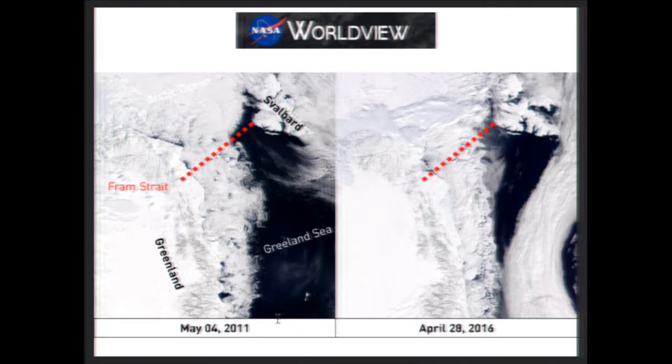For this, I use some true color satellite images from the WorldView NASA applications. And so here you have Greenland. The Arctic Ocean will be here. The Greenland Sea is here. Svalbard is there. US will be here. Europe here. And so here you have Fram Strait, and the white part here is the ice. And I just take two images, one in May 2011 and one in April 2016, almost at the same period.